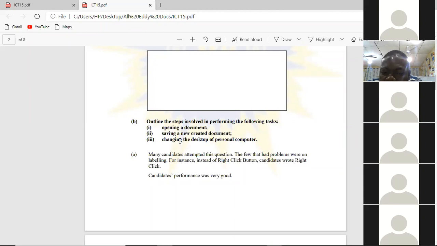Now, another word to replace changing. Who can give me another word to replace changing the desktop? Another word. If you ask, for instance, they don't use changing. There's a possibility they can use a different word. What is that word? Customizing the desktop. Customizing the desktop. All right.